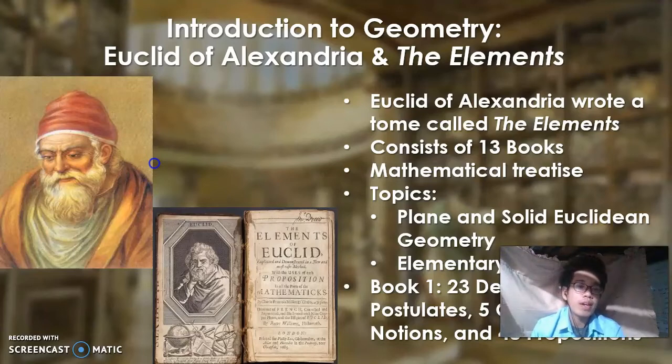Those mathematical terms will be defined later, but what you have to know is that the Elements is the foundation of the entire geometry itself. It's kind of like the rule book of geometry, so you can find that there in the Elements. It contains 13 books. It's a mathematical treatise. The books contain different proofs for plane and solid Euclidean geometry.